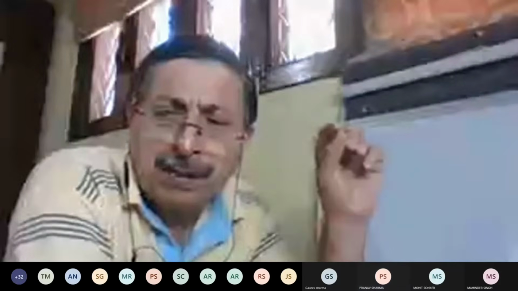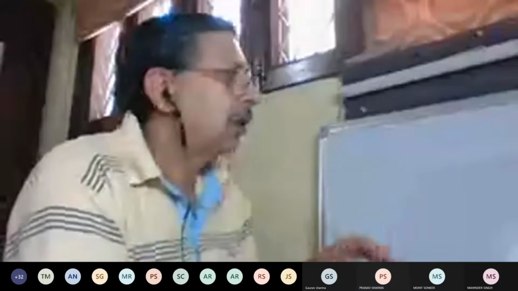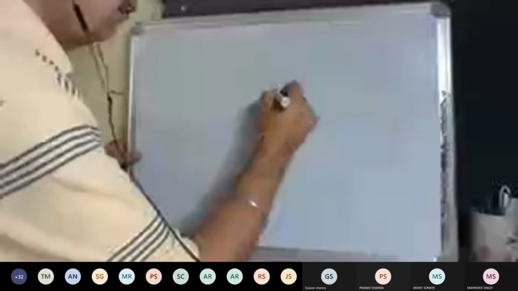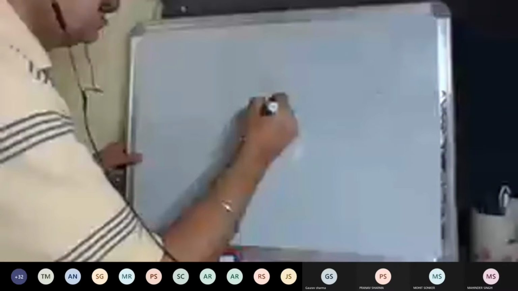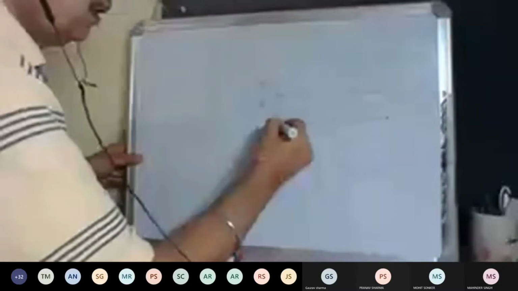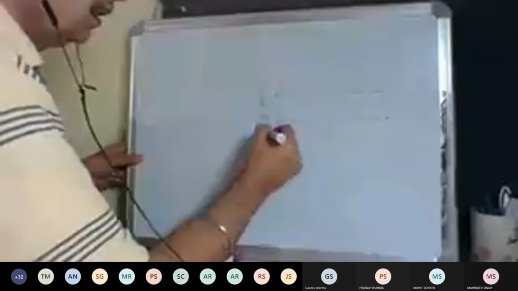So if I were to number the scales from top to bottom, then it would be scale number 1, scale number 2, and then scale number 3 and scale number 4.